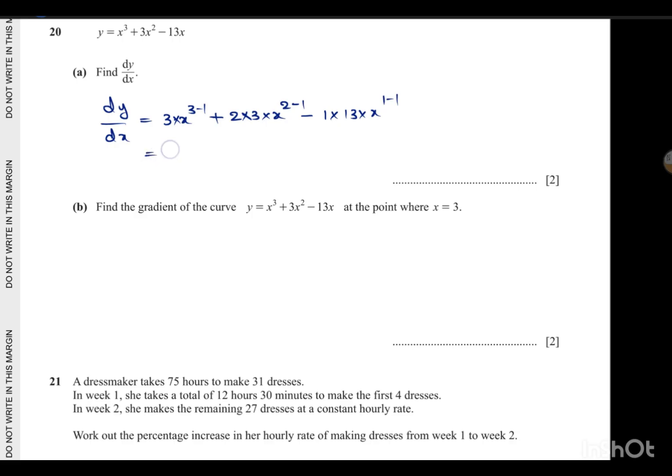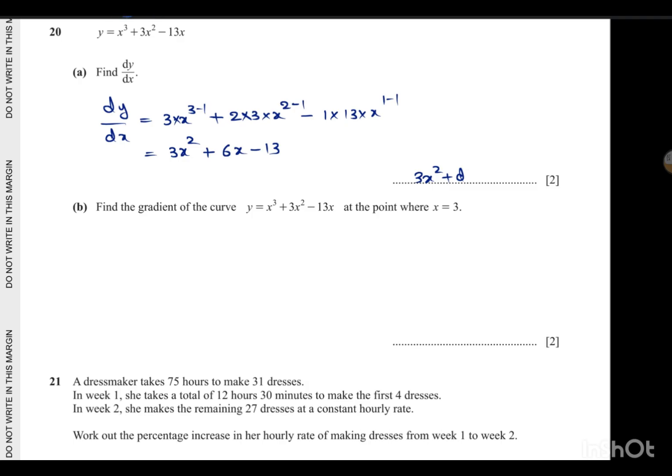That will be 3x square plus 2 into 3 is 6, x raised to 1, 6x, minus 3 into minus 1 into 13 is 13, x raised to 0 is 1, so minus 13. This is the gradient. If they ask the dy by dx, that will be the gradient only for any cubic equation.